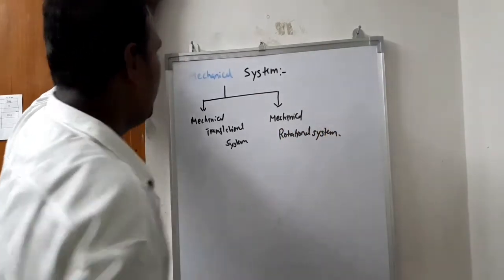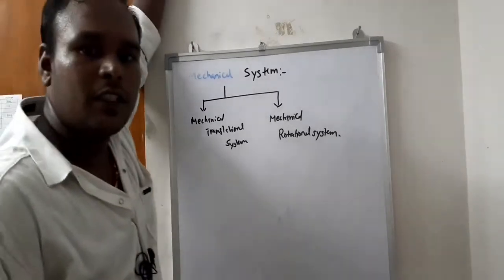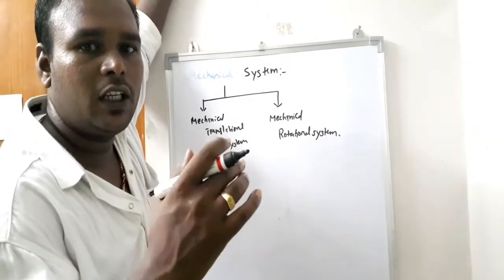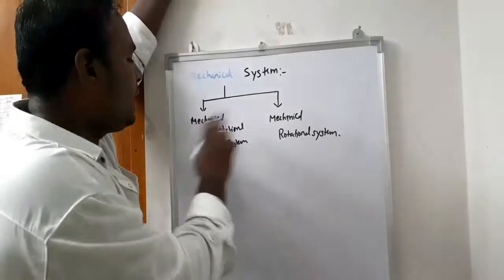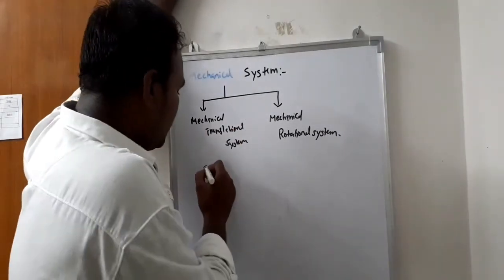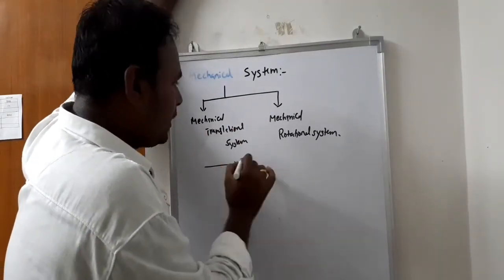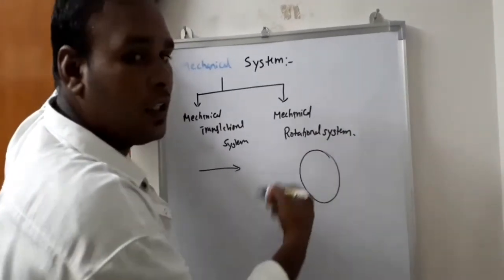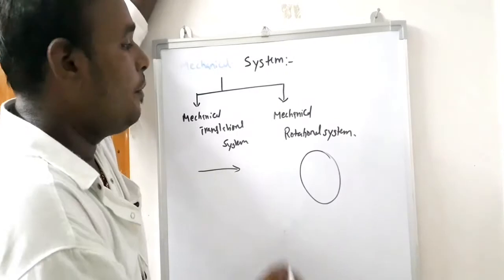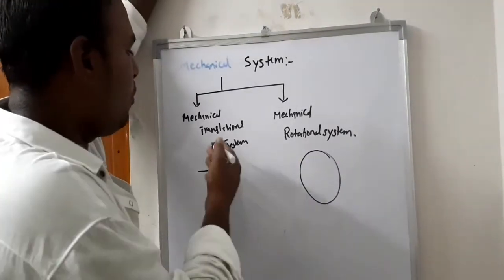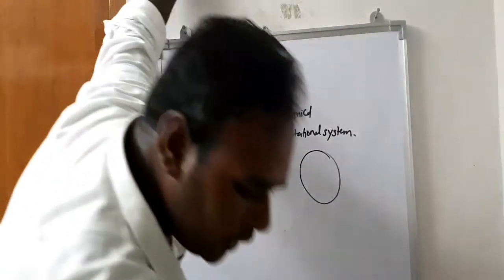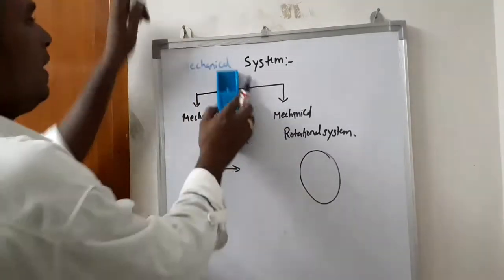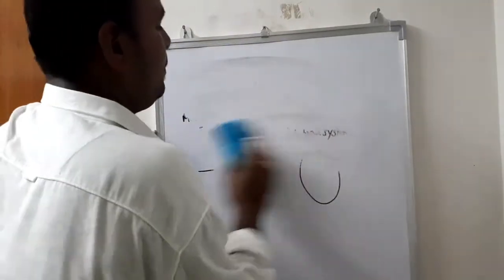Okay, so here mechanical translational system means the system which is moving in a linear motion. That type of system is known as mechanical translational system. That means the system moves in a linear direction. And coming to the mechanical rotational system, if the system is moving in a rotating path, then it is known as a mechanical rotational system. Now we are going to know about the mechanical translational system.